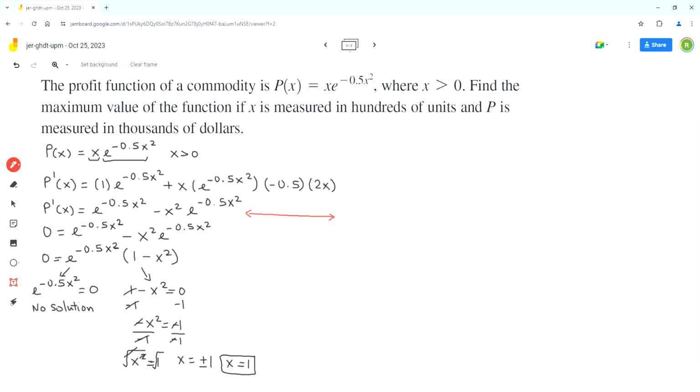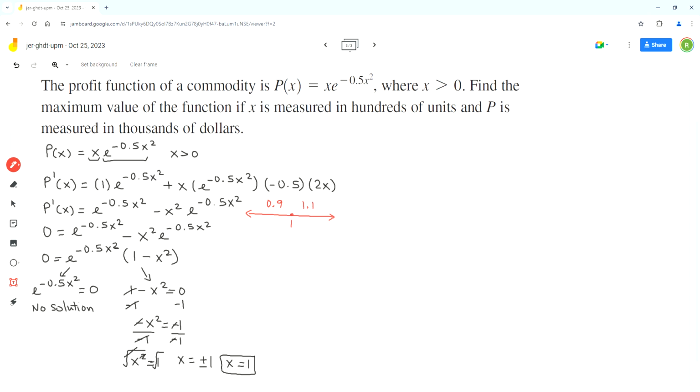So x equals 1 represents a critical number for this function. So we should check whether the function is increasing or decreasing on the left and the right side of this critical number to find whether this critical number represents a local maximum. So on the left side of 1 we can use the test value 0.9, and on the right side we can use the test value 1.1.